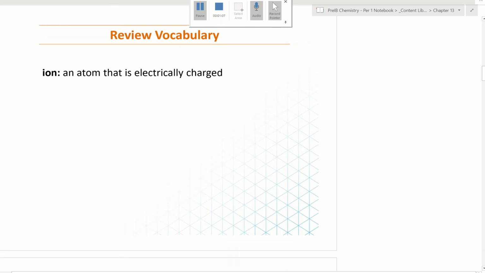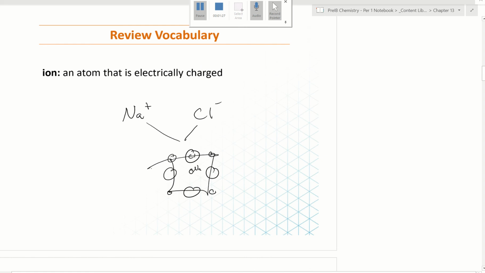Remember that an ion is an atom with an electrical charge, like sodium is an ion and chlorine is an ion, and together they make up a crystal lattice of oppositely charged ions like this. You have your big chlorines and your little sodiums. This crystal lattice together in a three-dimensional formation, repeating in every direction, we call an ionic compound. Just a little bit of a refresher there.